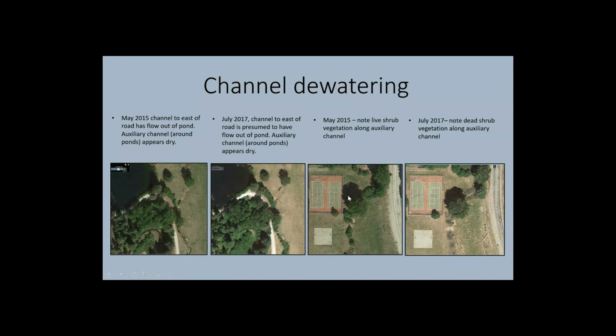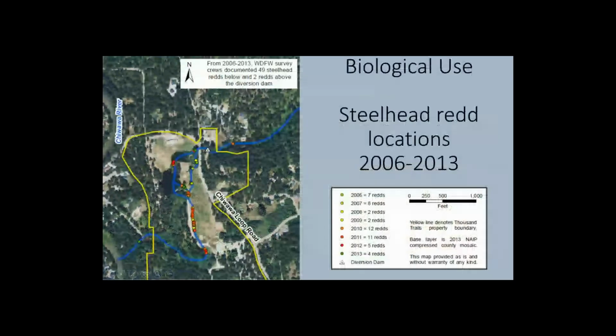channel up by those basketball courts, so this is closer to where they manage those flows, there is flow there, and there's some vegetation there that's supported by the flow. And we saw that this year. We saw a flow going into the auxiliary channel, but then in other years, it's just dry as a bone. And so this sort of random manipulation of these ponds is having a pretty significant impact on fish.